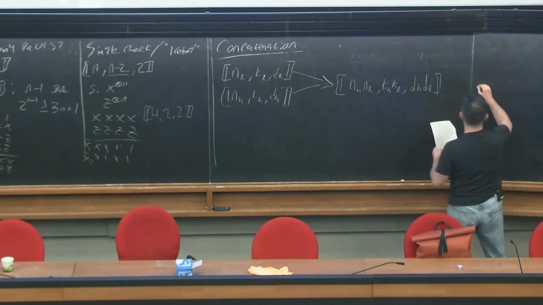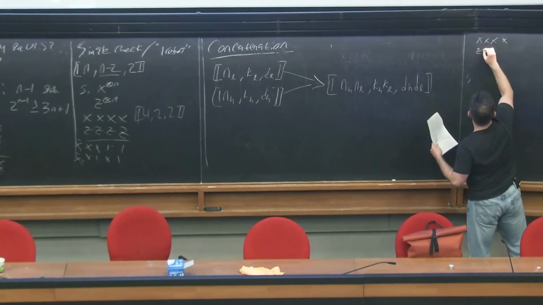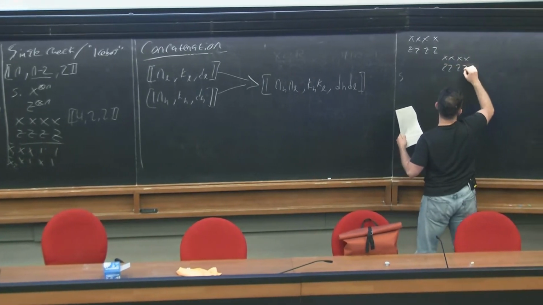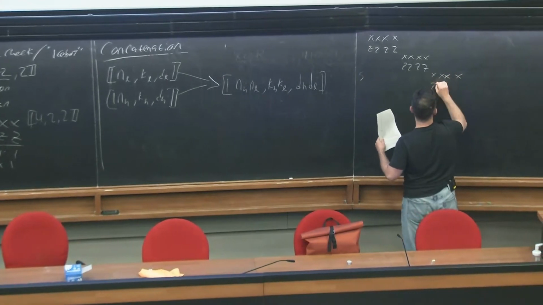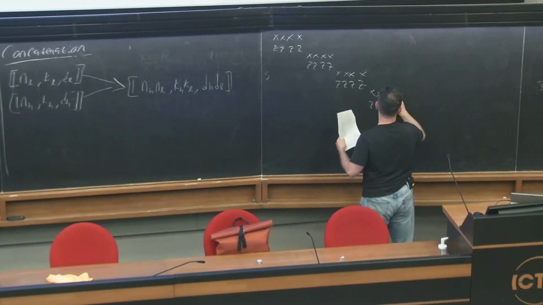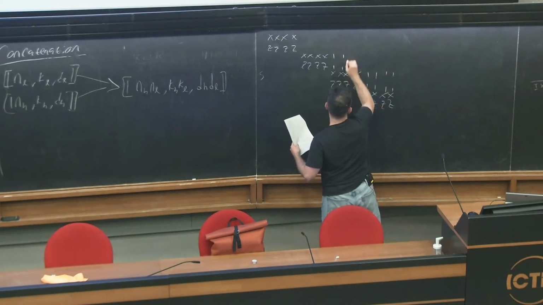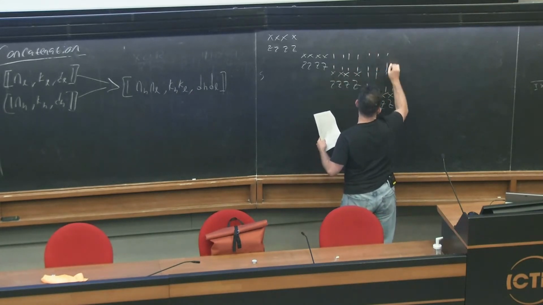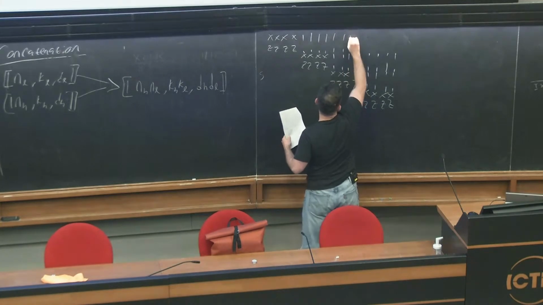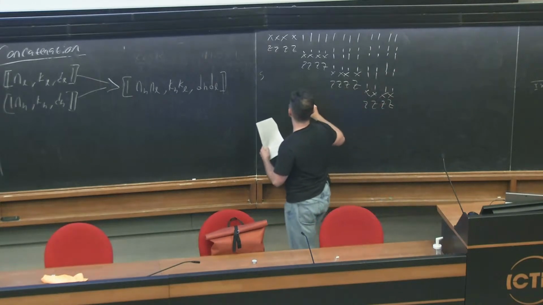All right, stabilizer of this code. Let me start at the top for some reason. It's going to be X, X, X, X, Z, Z, Z, Z. You can see that even though it's not exponential, a quadratic amount of work can still be a lot.